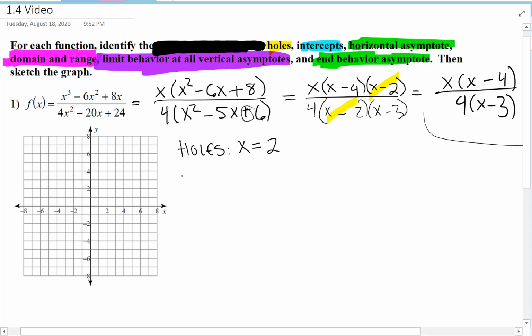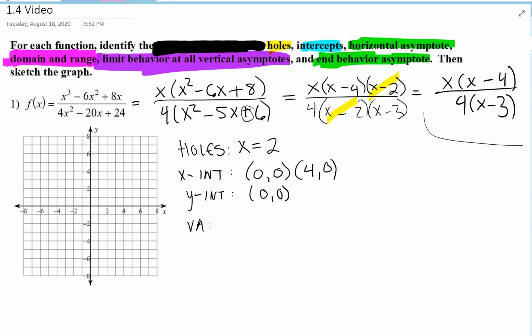Intercepts. X-intercepts are the zeros of the numerator. So anything that makes the numerator 0, that would be 0 and 4. These are my x-intercepts. My y-intercept, oh, I already found it. It's (0, 0). Intercepts should always be written as an x, y point.